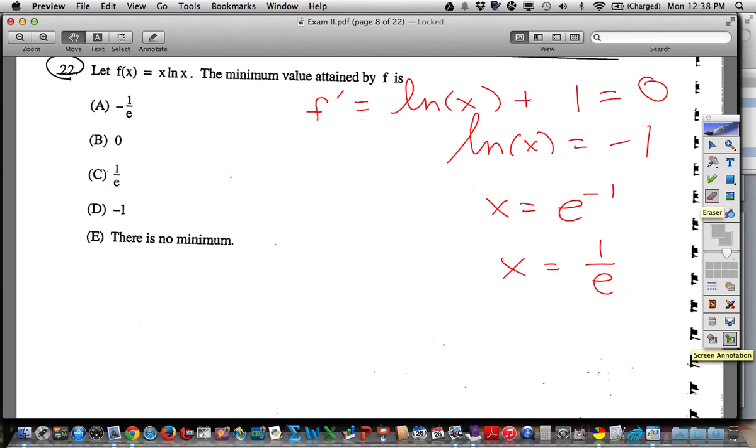Now it's a one candidate problem. Global max min usually means list of candidates, but with one candidate, number line could work, right? Number line could work.